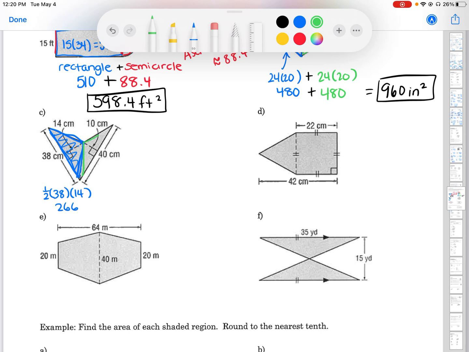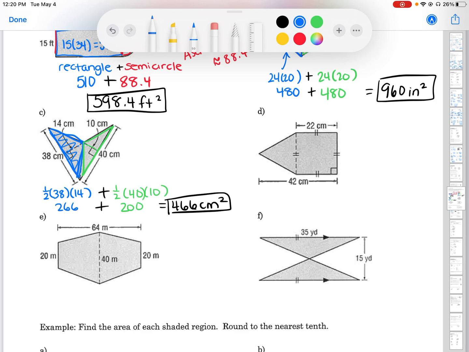To find the other triangle, which we can also do in green, let's see, that's got 1/2, the base is 40, and the height appears to be 10. So that's going to give us 200 for the green, and then we'll add them together to get the total, so 466 centimeters squared.